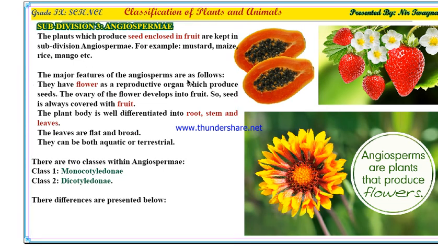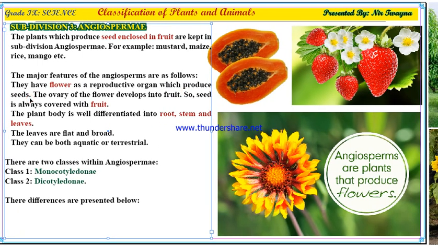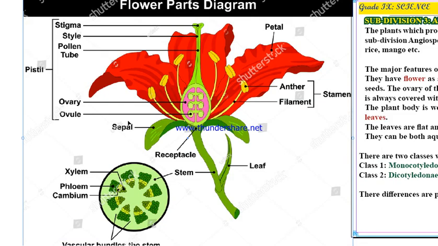Some of the features of angiosperms are: they have flower as a reproductive organ which produces seeds. The ovary of the flower develops into fruit, so seed is always covered with fruit. Let me show you the cross section of a flower. Let's have a look at this flower. Here you can see this is the ovary. This swollen part is the ovary. Inside the ovary there is ovule. Ovules have ova, and here you can see this is the stigma.